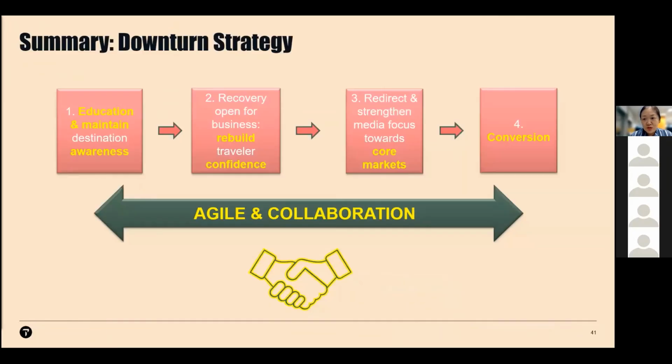So to summarize, what we need to be is to be agile and also collaborate with partners, stakeholders, and even competitors. So I strongly believe the tourism connects everyone and we will become stronger, and 2021 can be only better.